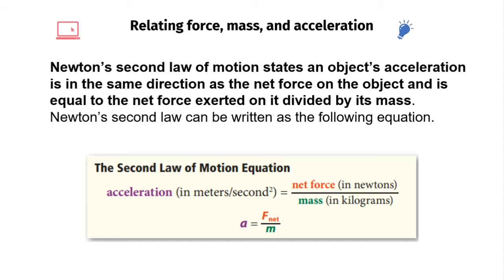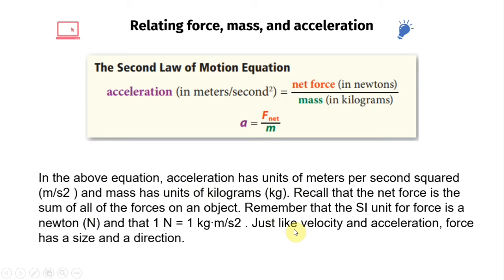Relating force, mass, and acceleration. Newton's second law of motion states an object's acceleration is in the same direction as the net force on the object and is equal to the net force exerted on it divided by its mass. Newton's second law can be written as the following equation: acceleration equals net force divided by mass.